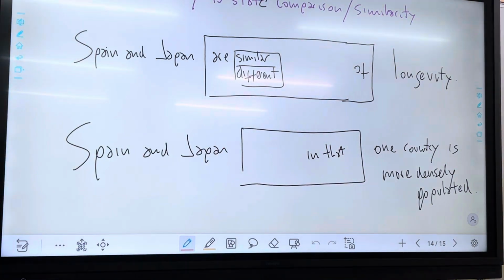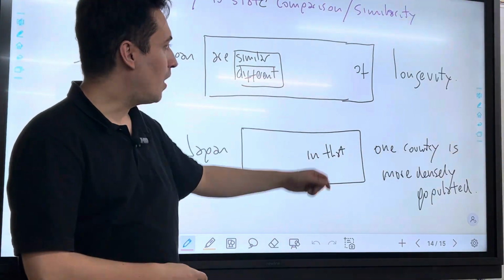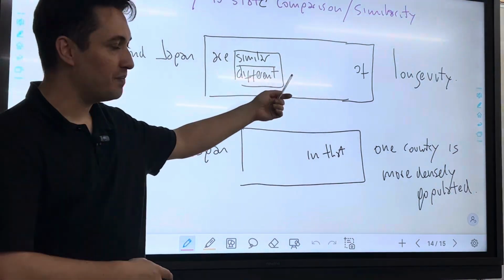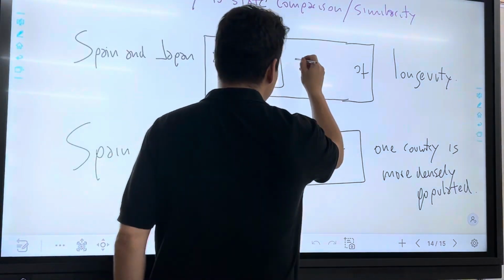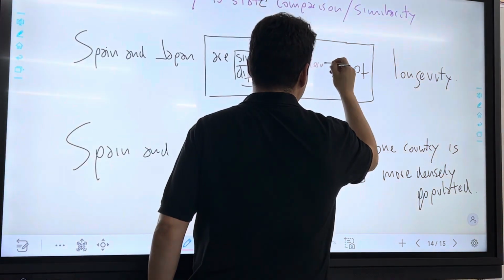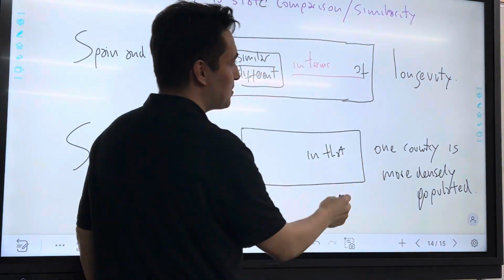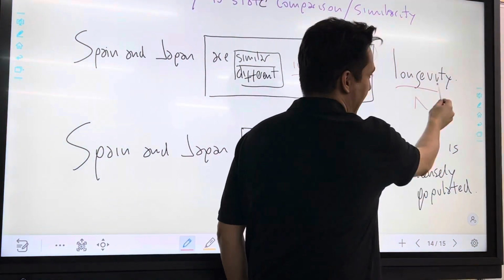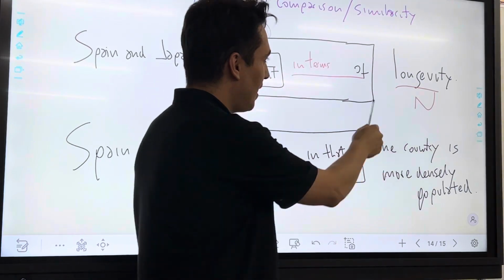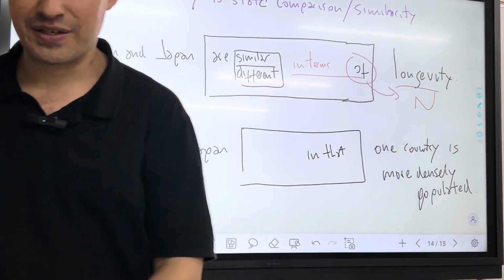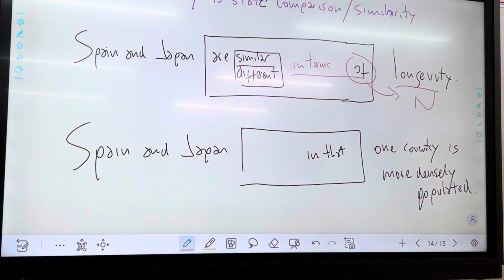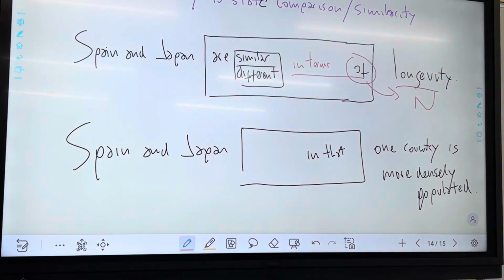Another way to state comparison, similarity: Spain and Japan are similar or different in terms of longevity. And here we have a noun. Remember, after of, normally we need a noun phrase. Similar in terms of, different in terms of.